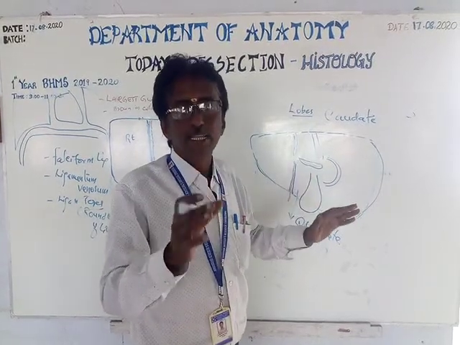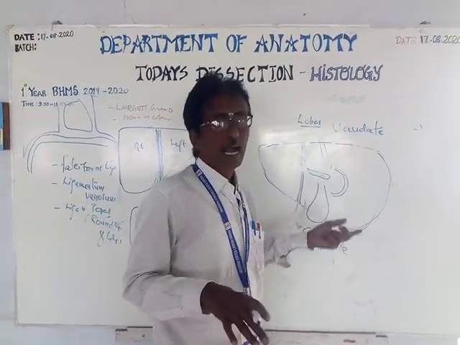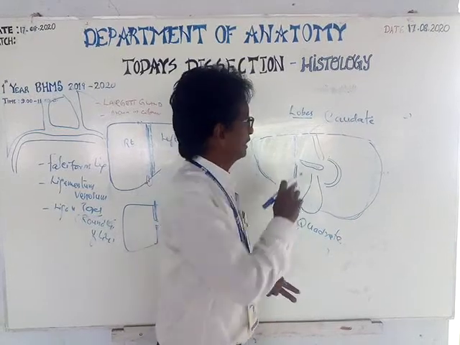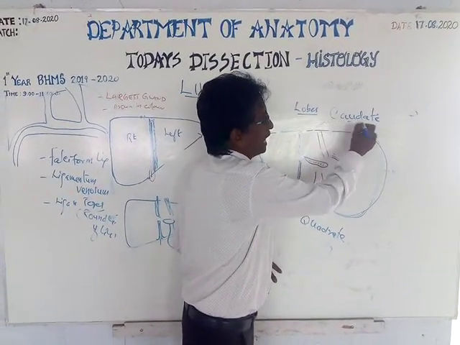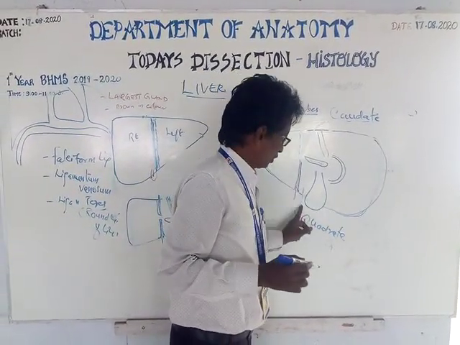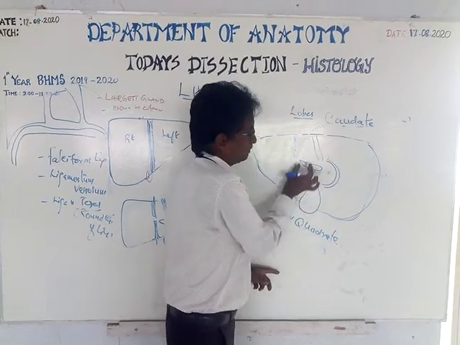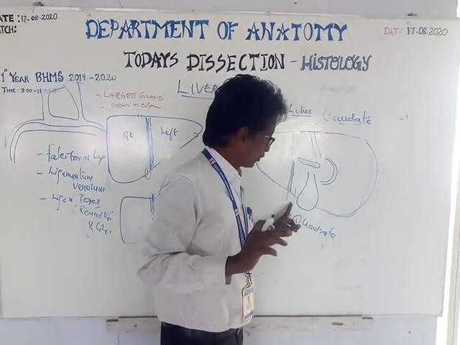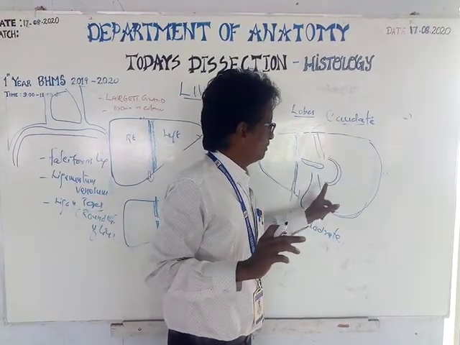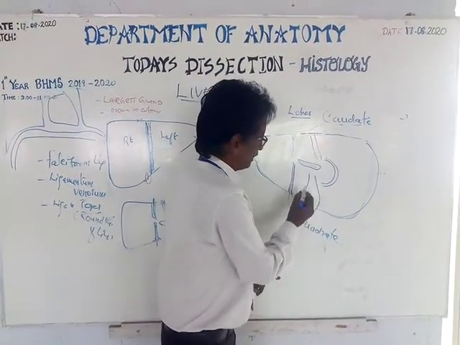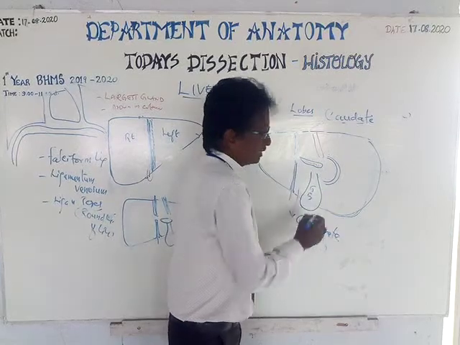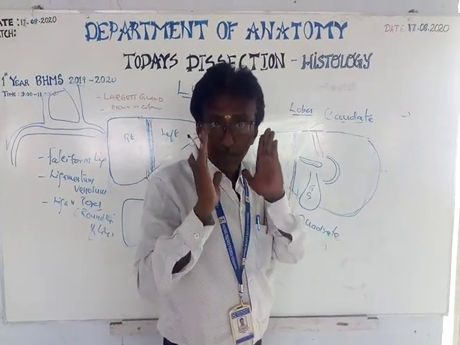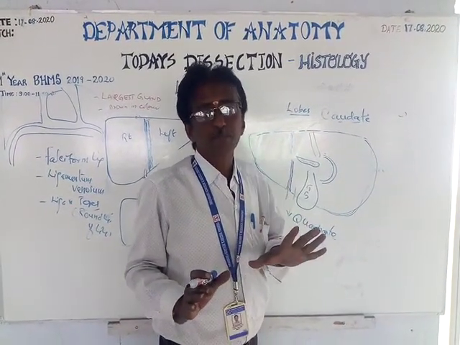The right lobe, again, within the right lobe, another two lobes are there. That's nothing but the caudate lobe and the quadrate lobe. These two, quadrate lobe, caudate lobe, and gallbladder. This is the gallbladder. These questions are repeatedly asked as 5-mark questions.